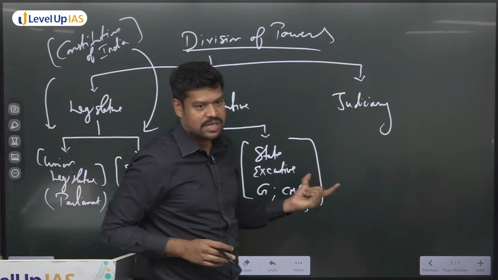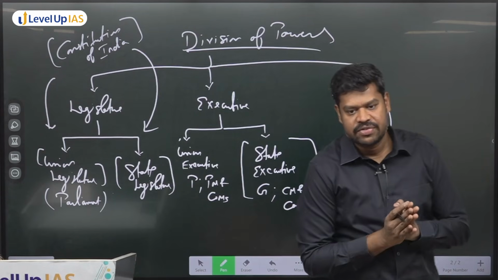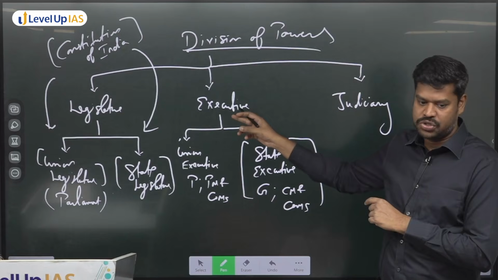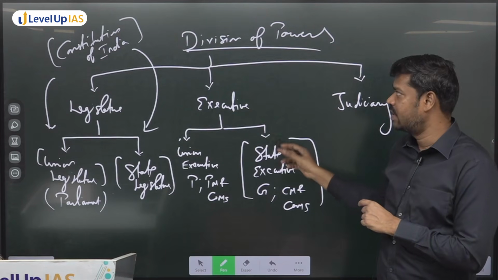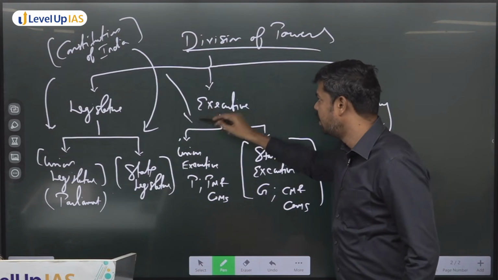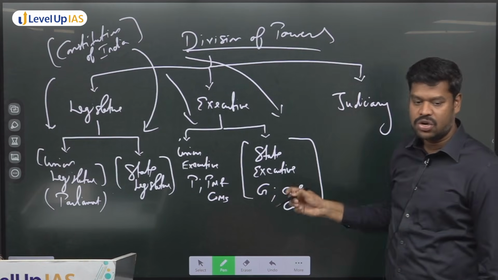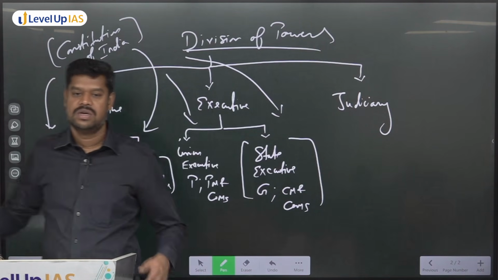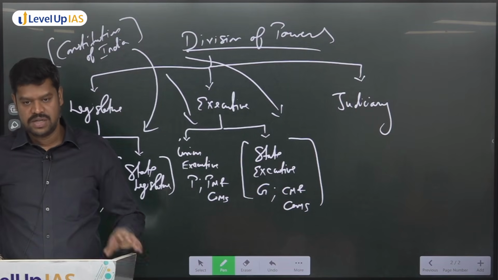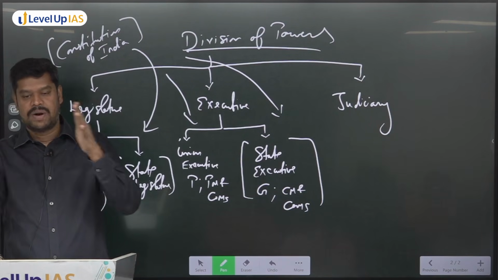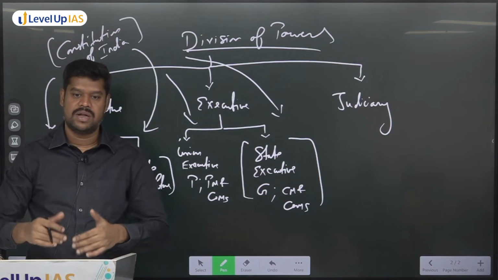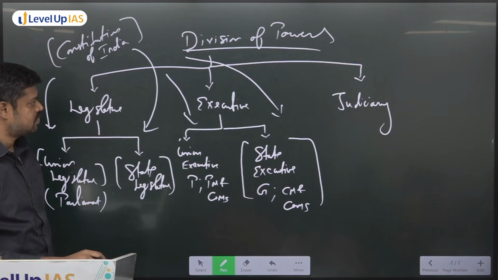Similarly, you have the executives. In the case of executives also, the union executive and the state executive, from where do they derive their power? From the Constitution. The state executives also derive their power from the Constitution of India. So this division is given in the Constitution itself, and that is why it is called the division of powers. That is, the power is distributed between the different organs in a vertical manner. This is basically what is called the division of powers.